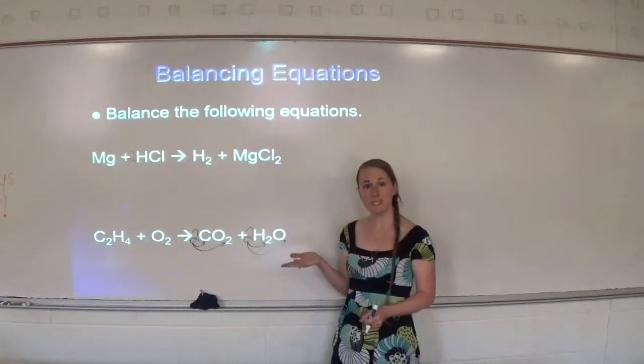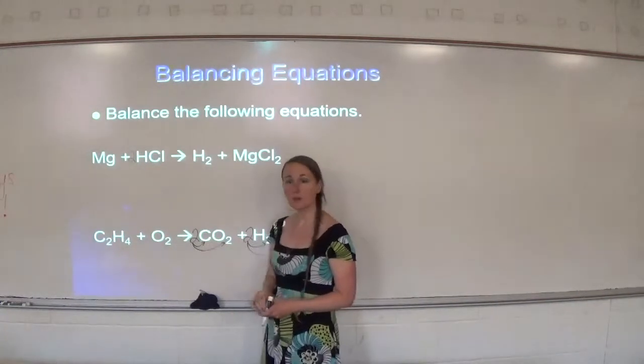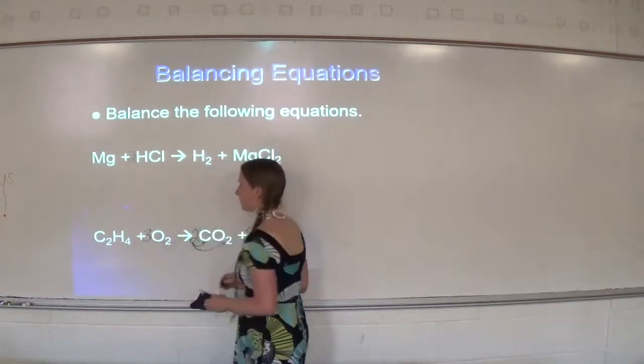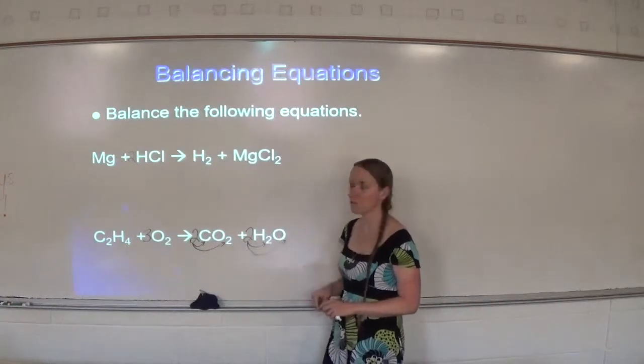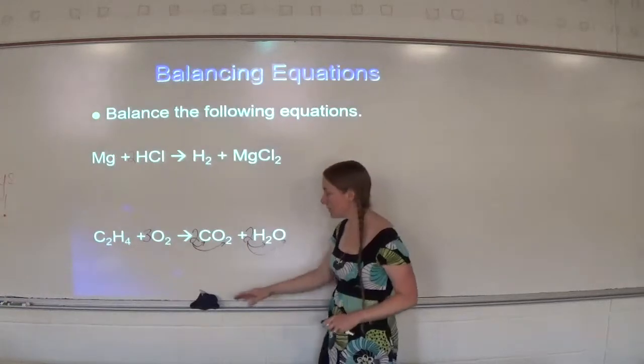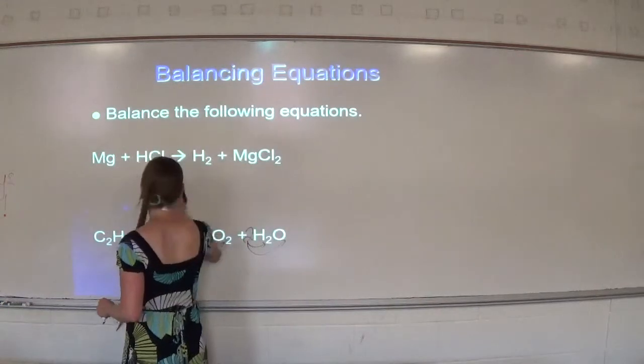So 4 plus 2 is 6. So what times 2 will give me 6? A 3. So see, then I have 6 O's, and then 4 plus 2 O's, which is 6 O's. Alright, so hopefully you got one or both of those right.